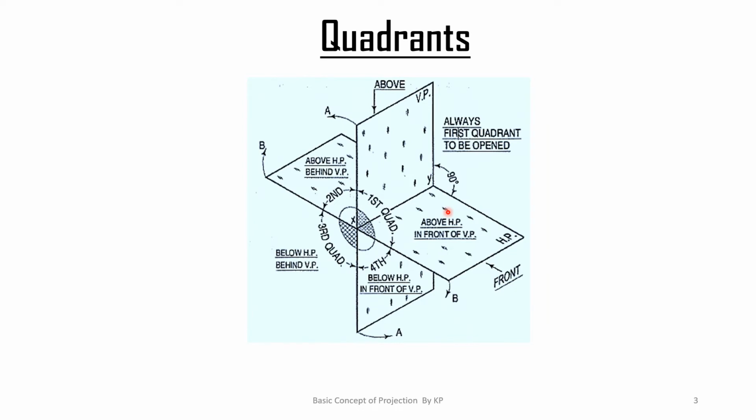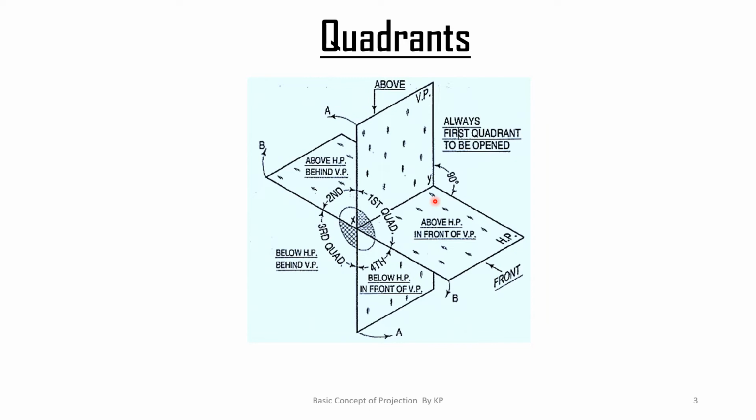So what we are doing, you see that they are marked as A, B, and the directions are also marked. Whenever we are taking the projection of any object in the first quadrant system, we either rotate the vertical plane in the anti-clockwise direction by an angle of 90 degrees. When we do this, HP and VP are in the same plane.